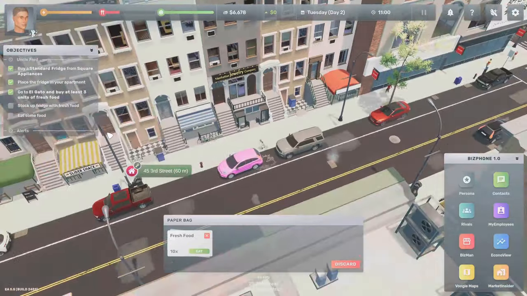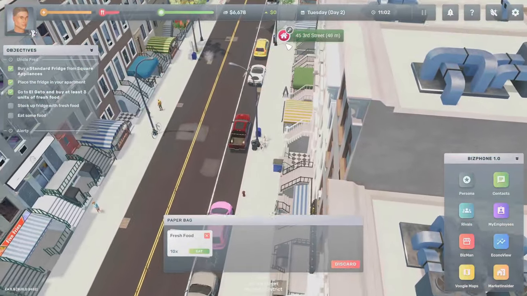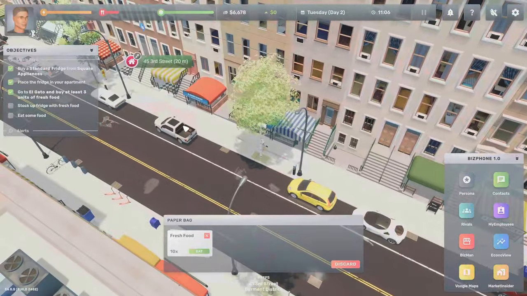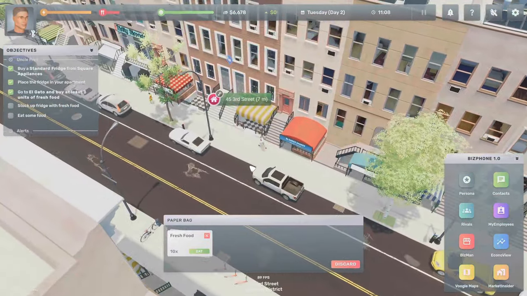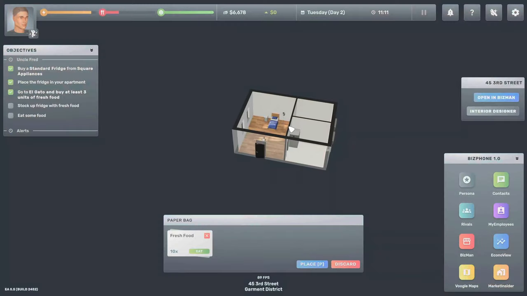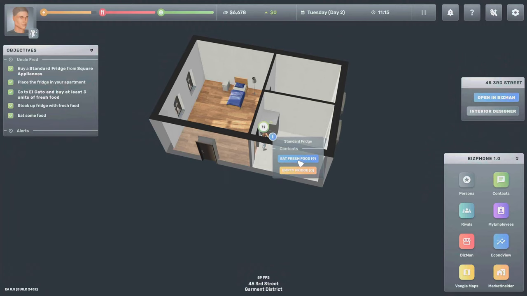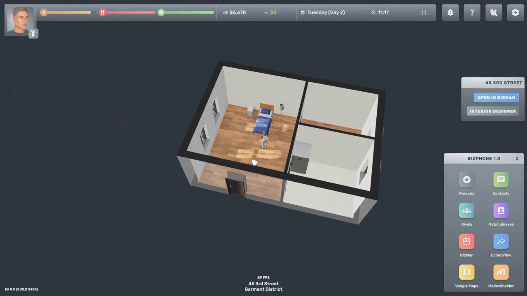So, basically, it's more like a real life simulator. If you don't eat, you'll die. If you won't die, you'll just pass out. But, you know, it's basically a real life simulator. You need to cook it, eat fresh food, go.